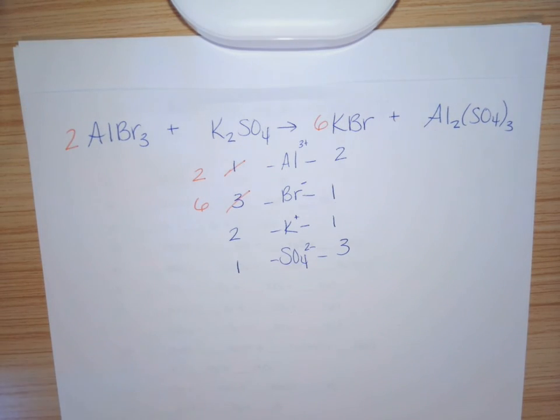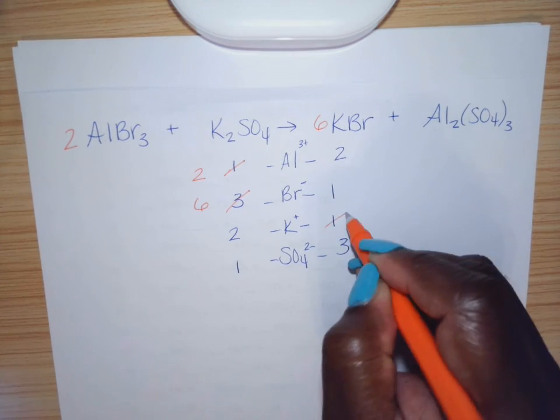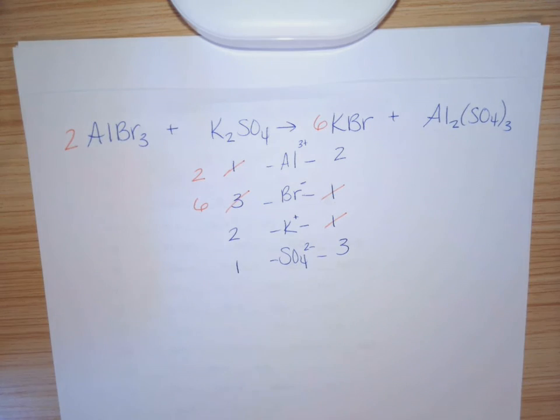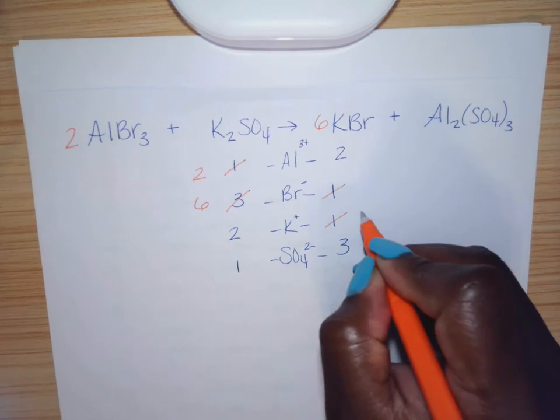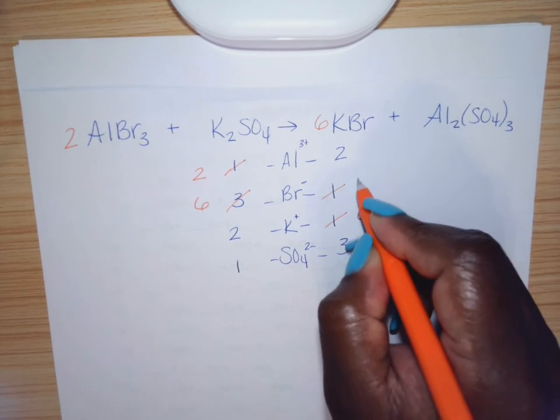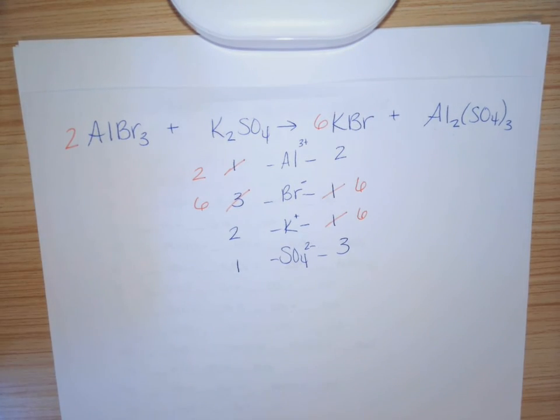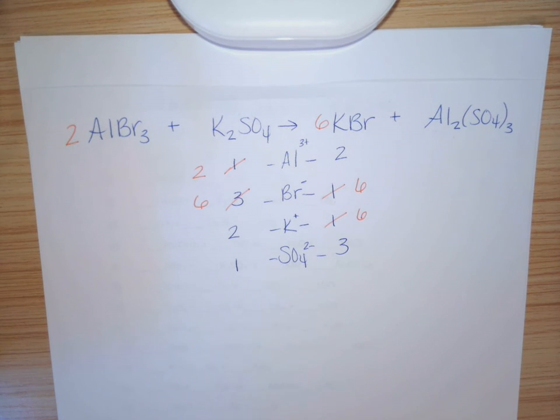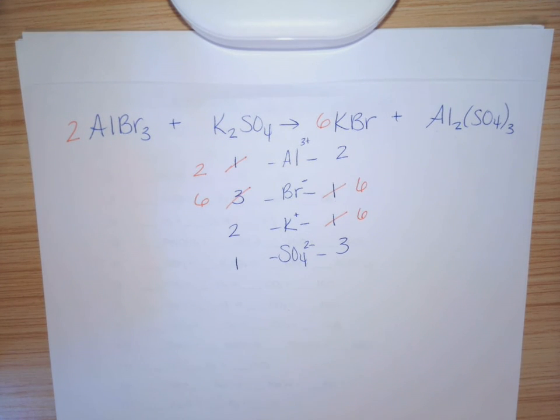By adding that coefficient of 6, it changes our potassium and our bromide ions. I now have a total of 6 potassium ions and 6 bromide ions. At that point, your aluminum and your bromide are both balanced, but the potassium and the sulfate are not. In both cases, you have more on the product side than your reactant side. So that's a clue that you want to go to your reactant side to add the coefficient. And so we look at the potassium first.